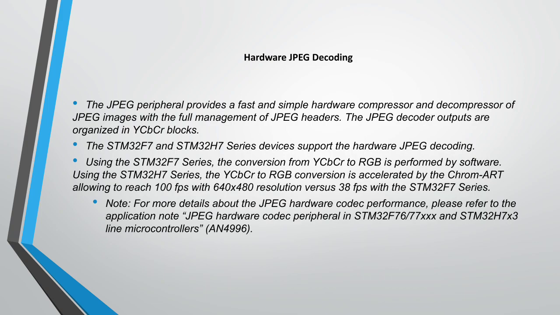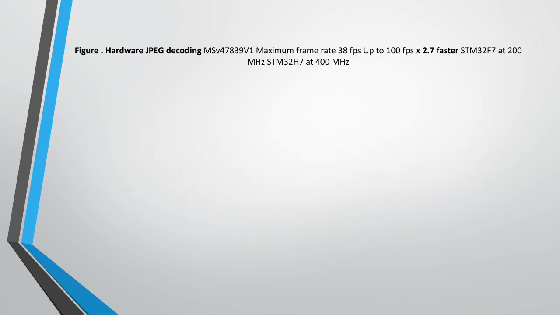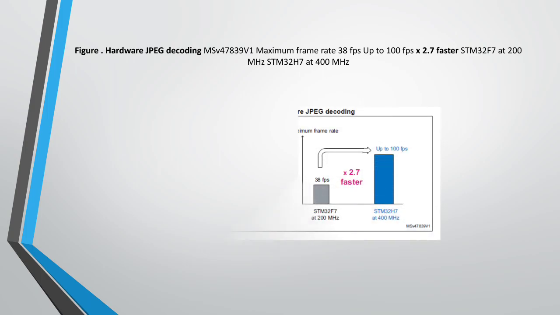We should note that for more details about JPEG hardware decoding, please refer to the application note called JPEG hardware codec peripheral in STM32F76 and H7 line microcontrollers, and the application note number is AN4996. So let's quickly see this.